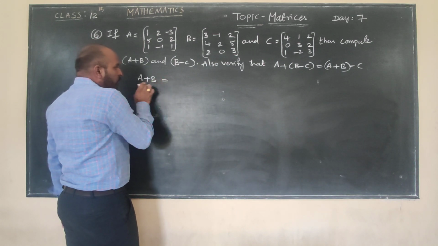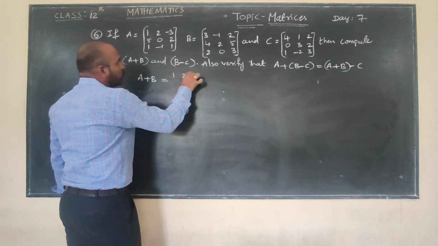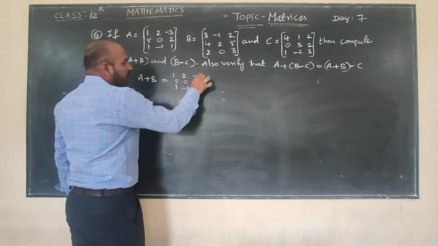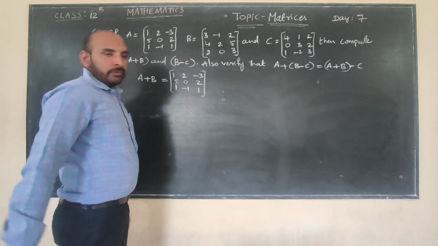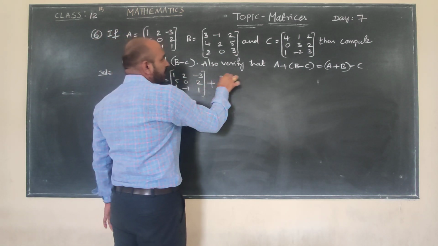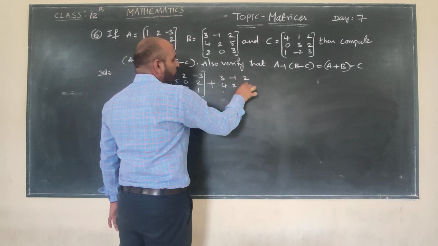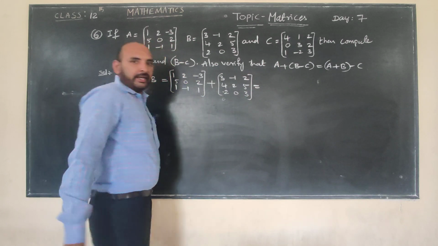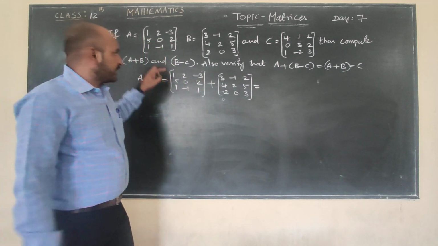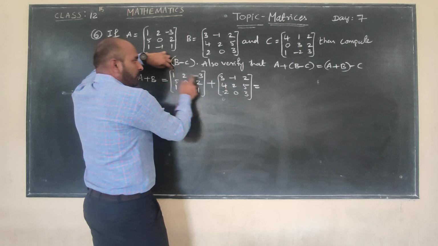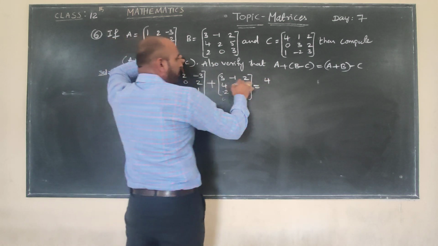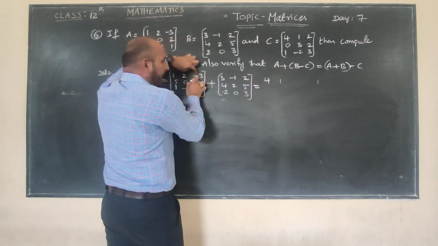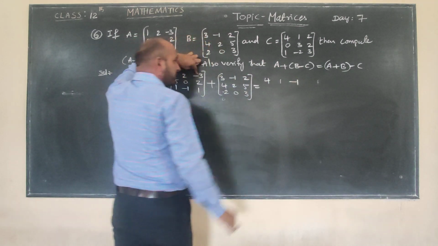A plus B equals the addition of two matrices: 1, 2, minus 3, 5, 0, 2, 1, minus 1, 1, plus the B matrix 3, minus 1, 2, 4, 2, 5, 2, 0, 3. Then it is equal to the addition of two matrices, so corresponding positions must be added. 1 plus 3, 4. 2 plus minus 2... minus 1, that is equal to 1. Minus 3 plus 2, this is minus 1.